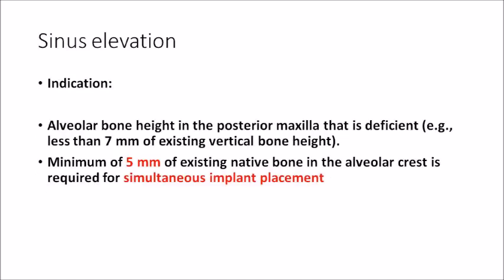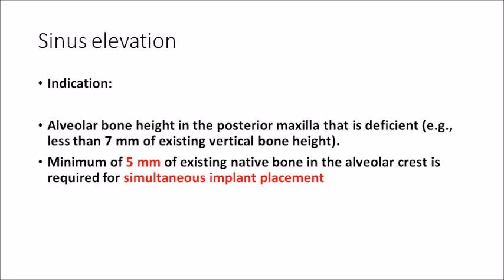Coming to sinus elevation, that is where we are inserting the dental implant into the alveolar bone. When the alveolar bone height is deficient, you cannot insert the dental implant properly. So in this case, you can elevate the maxillary sinus to increase the space for the implant to be there. So the first indication for sinus elevation is deficient alveolar bone height in the posterior maxilla. Obviously it is only the posterior maxilla because the maxillary sinus is occupying the space of the posterior maxilla.